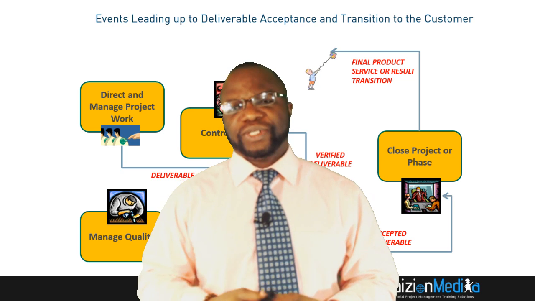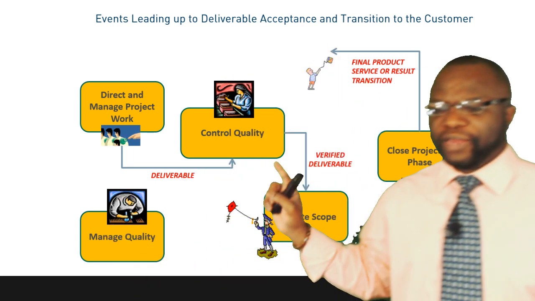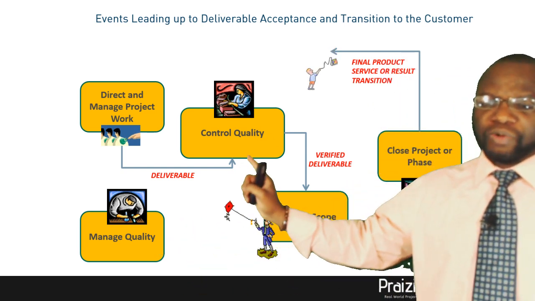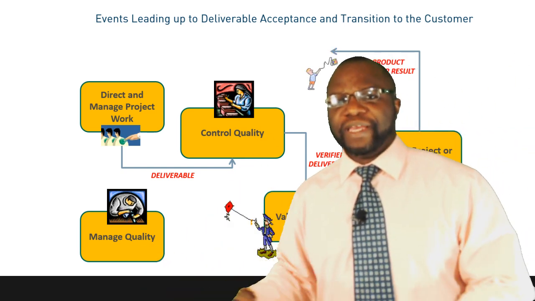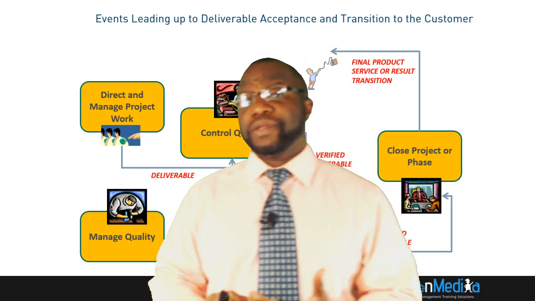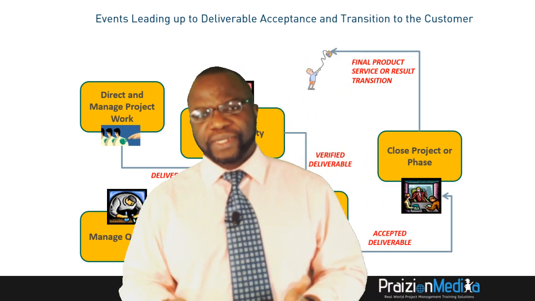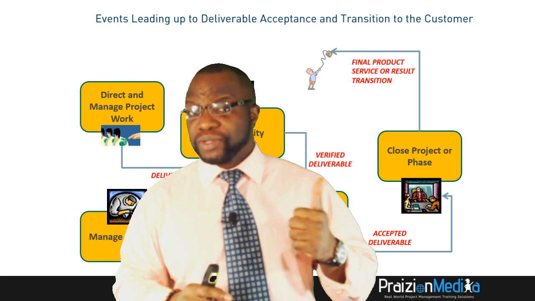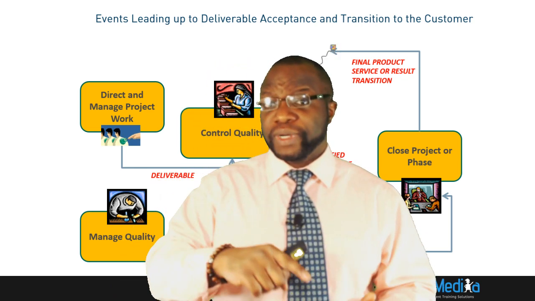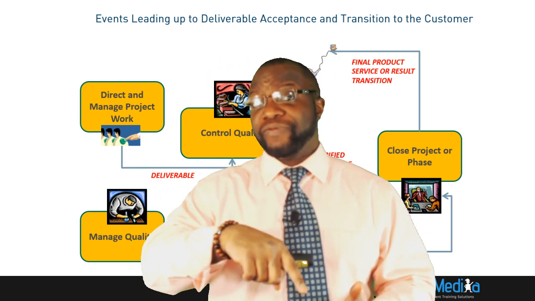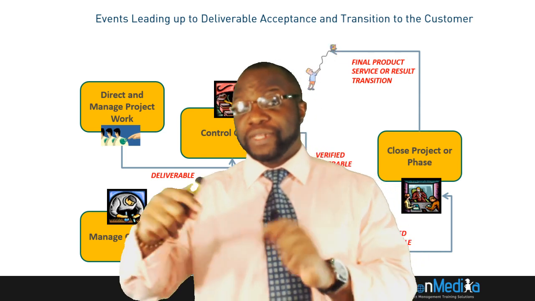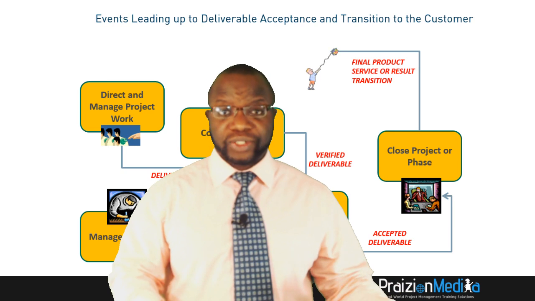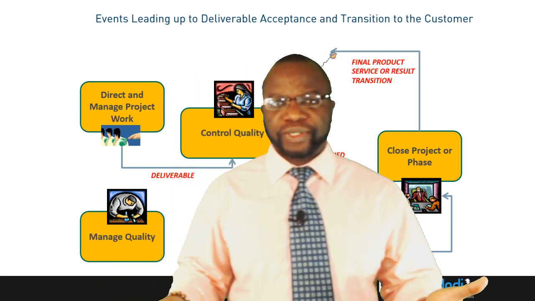But I also want to call your attention to the fact that there is a feedback loop from here to here, from control quality to manage quality in the event of issues on the project where the deliverable is concerned. We talked about this in episode 2. So if you watched episode 1 and didn't watch 2 and you're watching 3, go back and watch 2, because you've missed something. If you're watching this and you haven't watched 1 and 2, go back to watch 1 and 2 because you'll get the full picture.